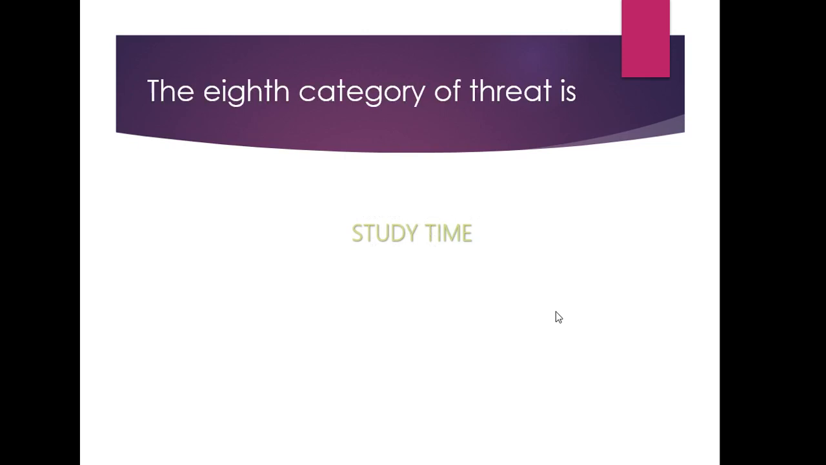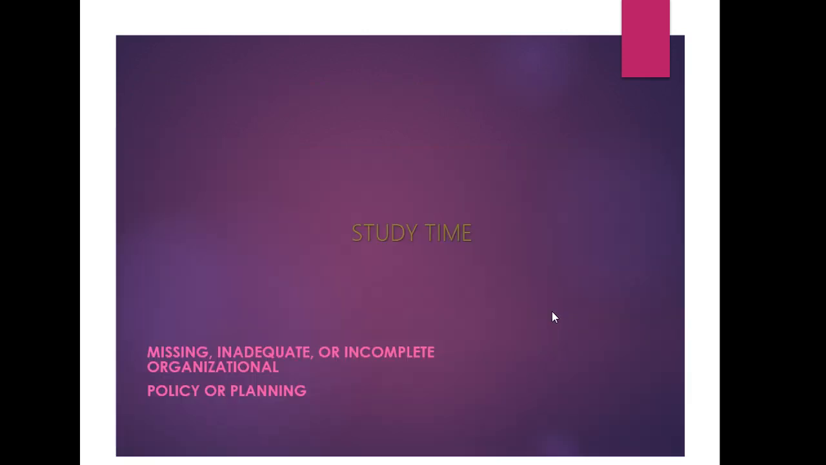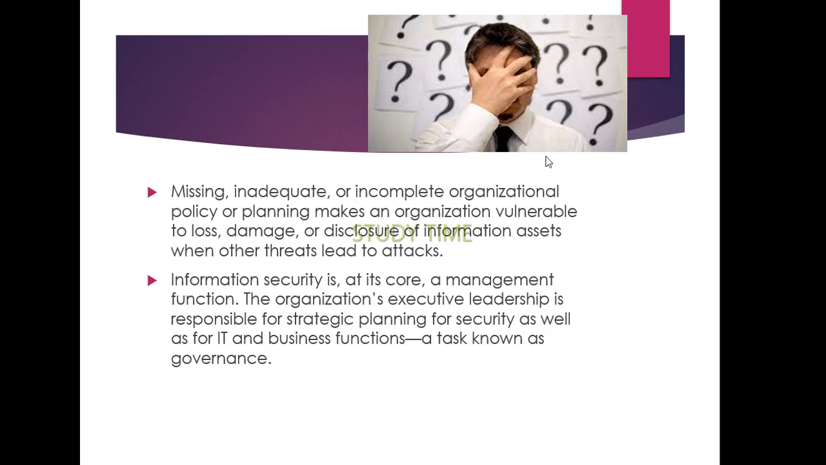The eighth category of threat is missing, inadequate, or incomplete organizational policy or planning. Missing, inadequate, or incomplete organizational policy or planning makes an organization vulnerable to loss, damage, or disclosure of information assets when other threats lead to attacks. Information security is, at its core, a management function.